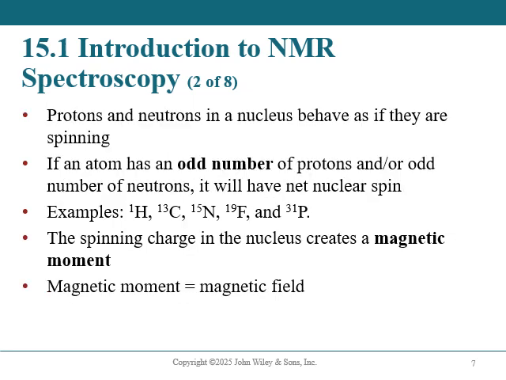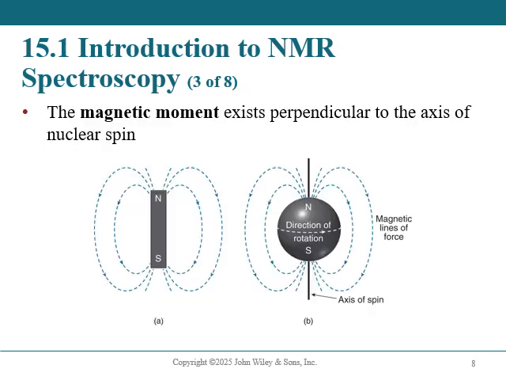Protons and neutrons in a nucleus behave as if they are spinning. If an atom has an odd number of protons and/or neutrons, it will have a net nuclear spin. Some of these include proton or hydrogen, carbon, nitrogen, fluorine, and phosphorus. The spinning charge in the nucleus creates what we call a magnetic moment. If you have a magnetic moment, you have a magnetic field.